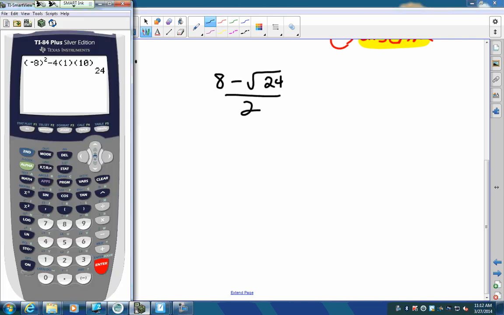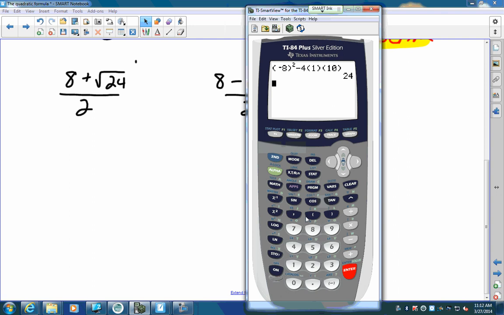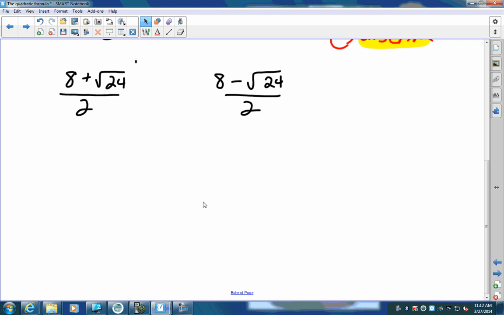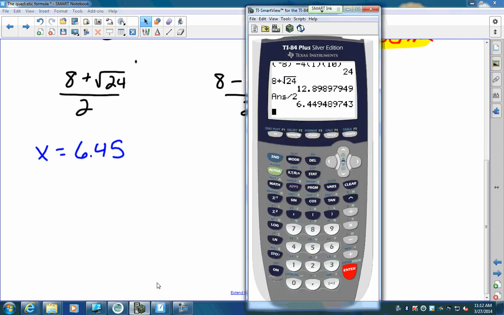So the first thing I need to do, I'm going to go 8 plus the square root of 24, and you must press enter. You get a decimal. Then you divide it by 2. You are going to round it to 2 places after the decimal. So it becomes 6.45. So your answer is x equals 6.45. Now you go in and you do the minus 1. You do 8 minus the square root of 24.